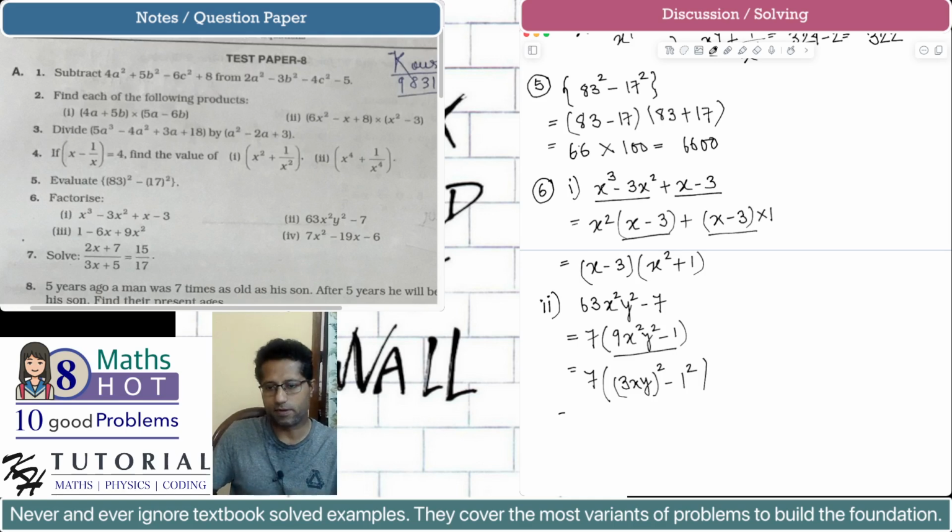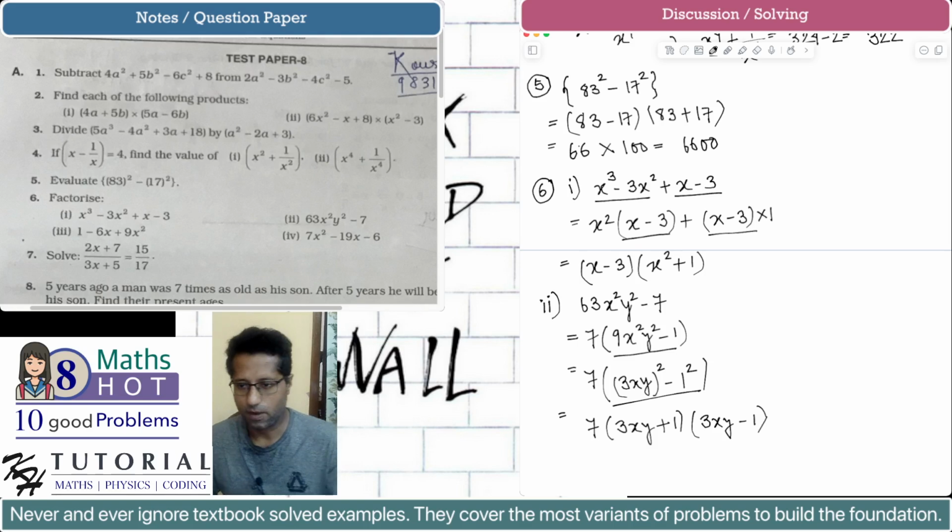So now we have to factorize this part again using the formula a square minus b square is equal to a plus b into a minus b, and hence the final factorization will become 7 into 3xy plus 1 multiplied by 3xy minus 1. So this is the final factorization.